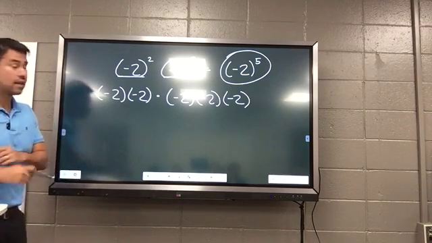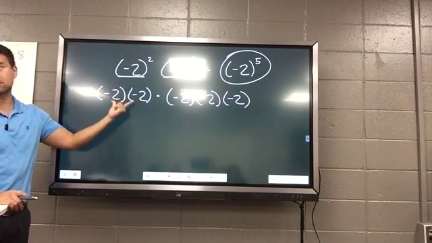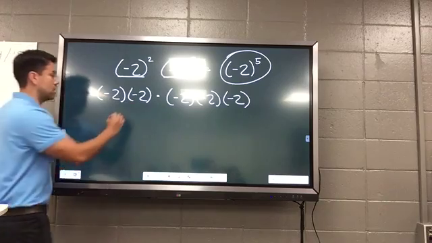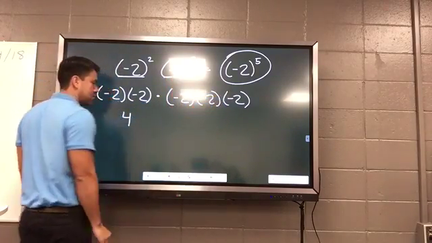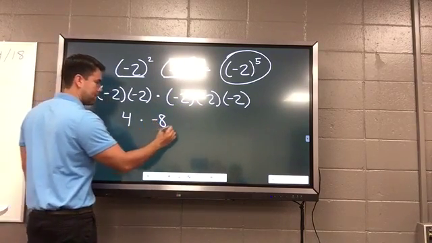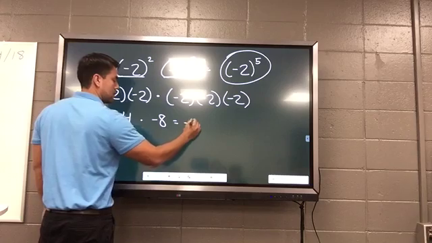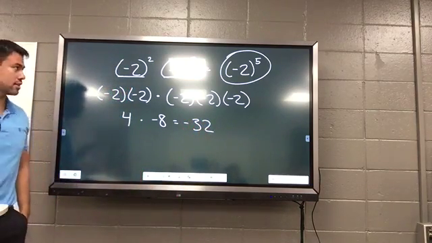What a great question. How about this? Can you figure out what's negative 2 to the second? What is negative 2 times negative 2? 4. And then what's negative 2 to the third? Negative 2 times negative 2 times negative 2? Negative 8. And what's 4 times negative 8? Negative 32. So that's what the standard form would be, right? So we're just looking at standard form.